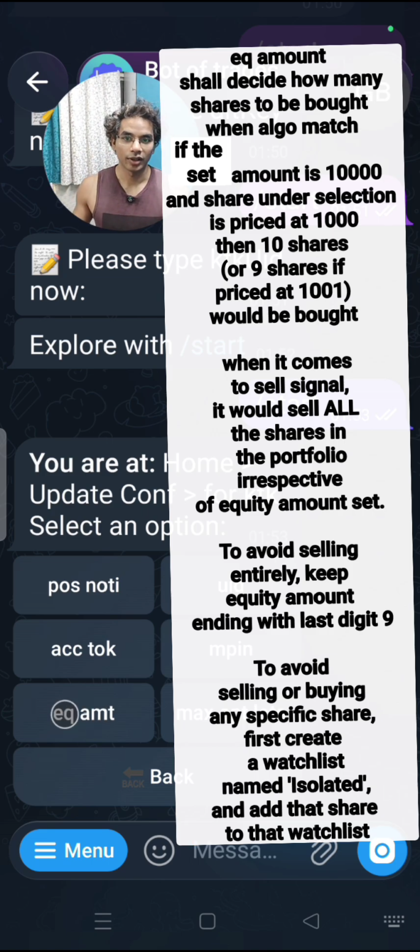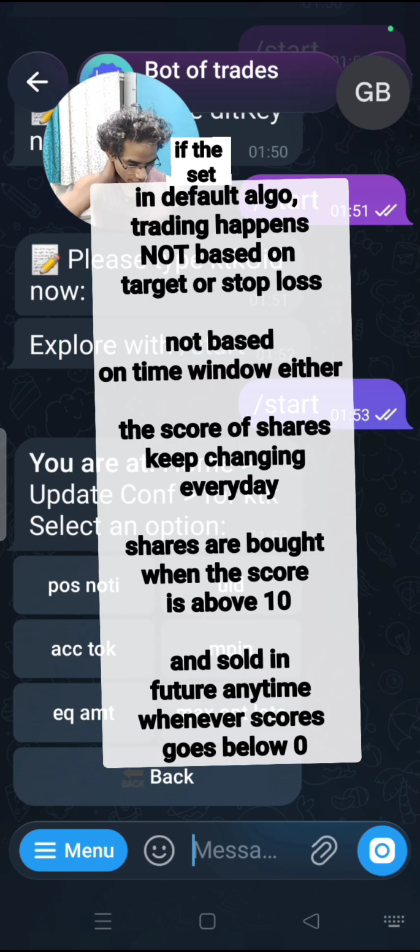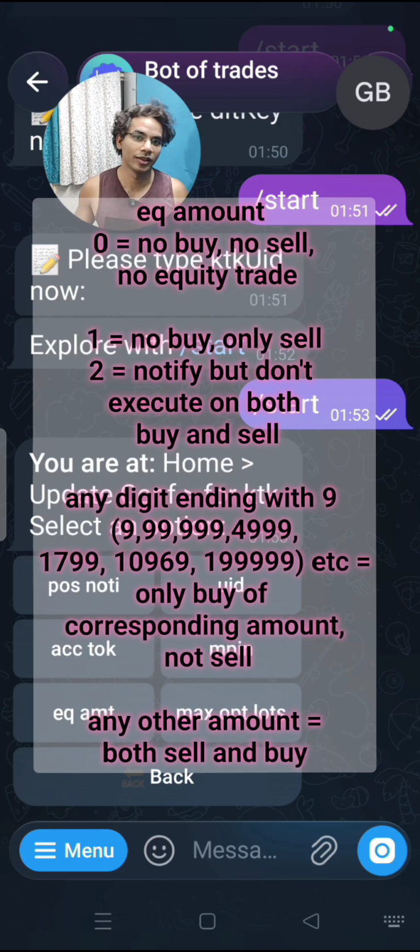So let's say you set it to 10,000, and it finds a share which is about 1,000 at that point, so it will buy 10 shares for you automatically without even asking. And the same share, if in future it goes below 0, meaning a negative score, then it will sell it at whatever price. If it is 900, then there will be a loss. If it is 1100, 1200 or so, then there is a profit. Then this is for equity.